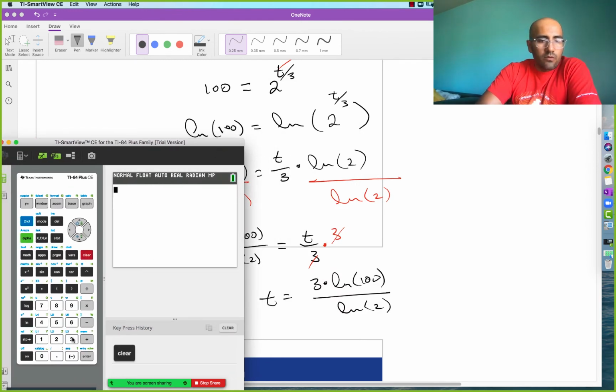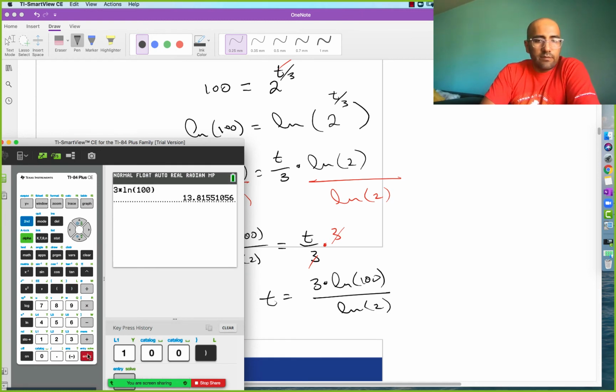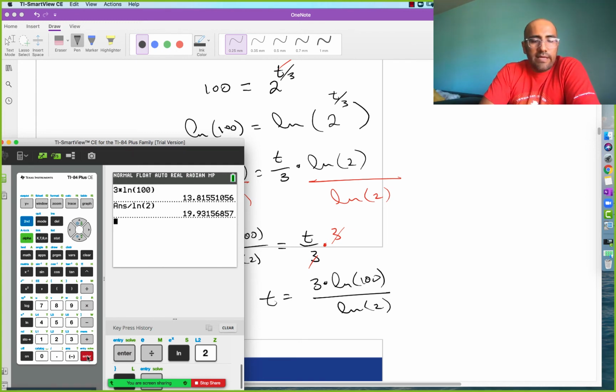So 3 times ln of 100, there's my numerator, 13.8155, and I want to take that answer and divide it by ln of 2, and I get to that result, 19.93, so on, so forth, 9316, let's say.